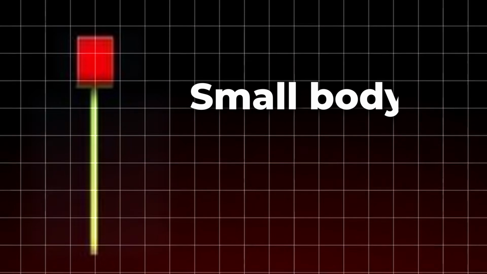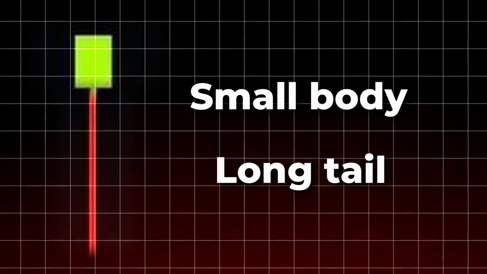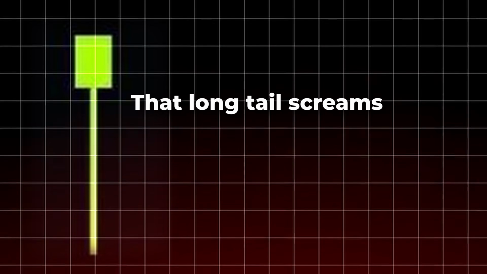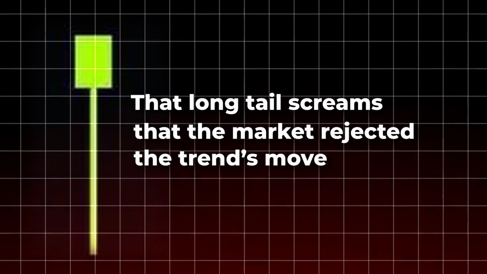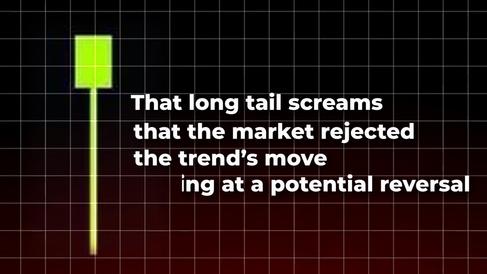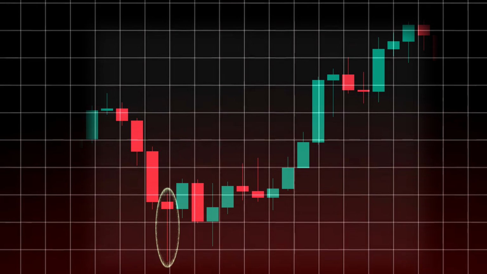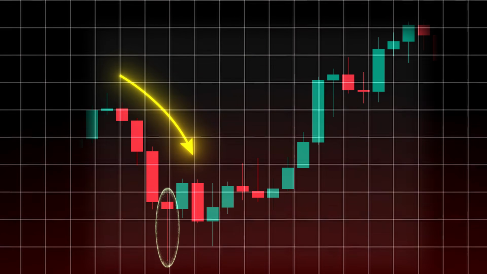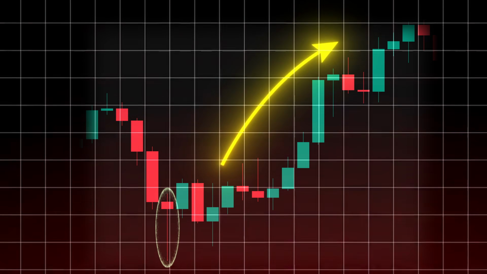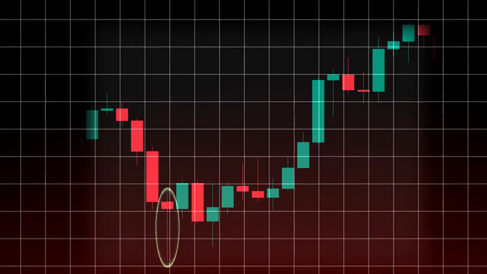What's a pin bar? A pin bar is a candlestick with a small body and a long tail, or another name, shadow, on one side. That long tail screams that the market rejected the trend's move, hinting at a potential reversal. For example, in a downtrend, a pin bar with a long lower tail shows sellers tried to push the price lower, but buyers fought back, driving it up. That's a bullish pin bar, so time to think about buying.